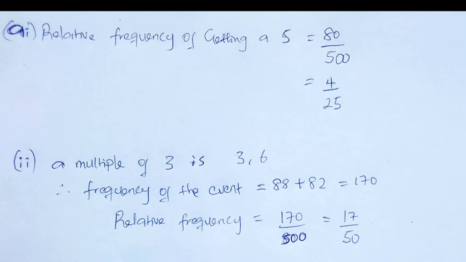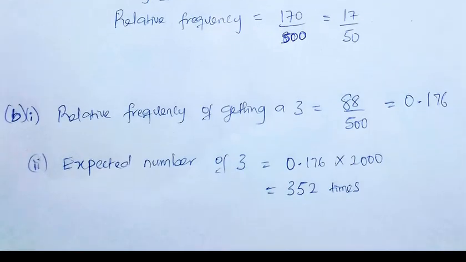For the second question under A, we are to find a multiple of 3. Now, multiples of 3 are like 3 times 1, 3 times 2, 3 times 3, and the rest. So in that case, we'll have 3 and 6. To get the relative frequency of a multiple of 3, we'll add the frequency of 3 and the frequency of 6 together, dividing the total by 500. On doing that, we'll have our answer as 17 over 50.